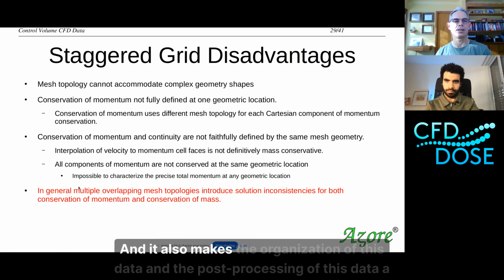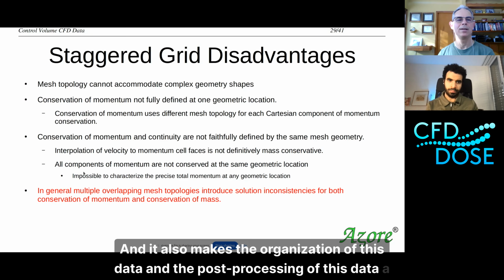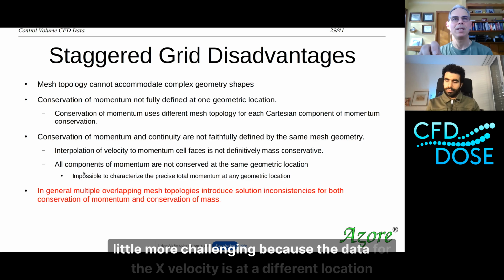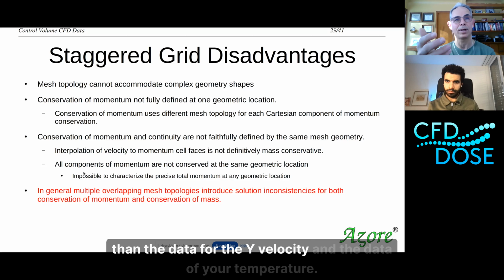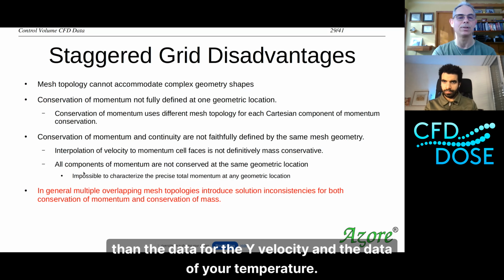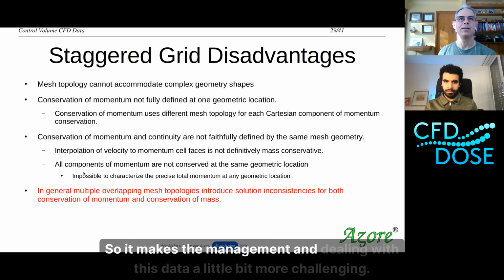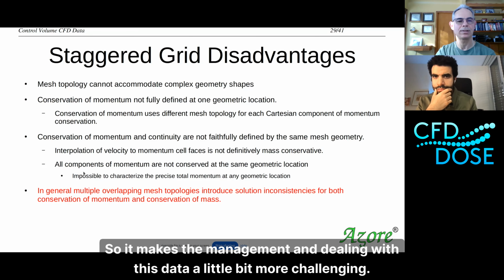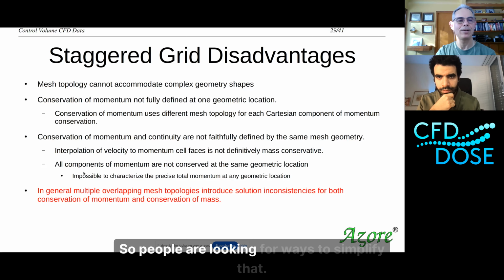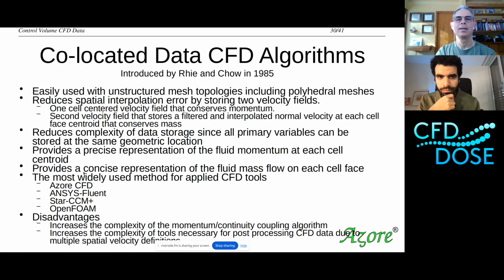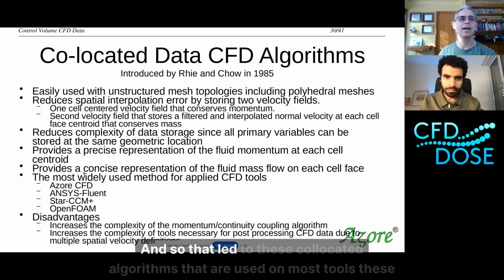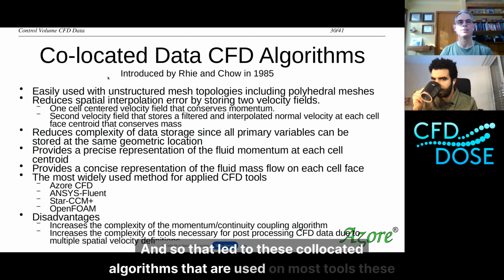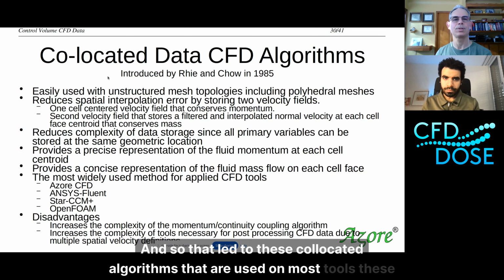It also makes the organization of this data and the post-processing of this data a little more challenging because the data for the x velocity is at a different location than the data for the y velocity and the data of your temperature. So it makes the management and dealing with this data a little bit more challenging. So people are looking for ways to simplify that.